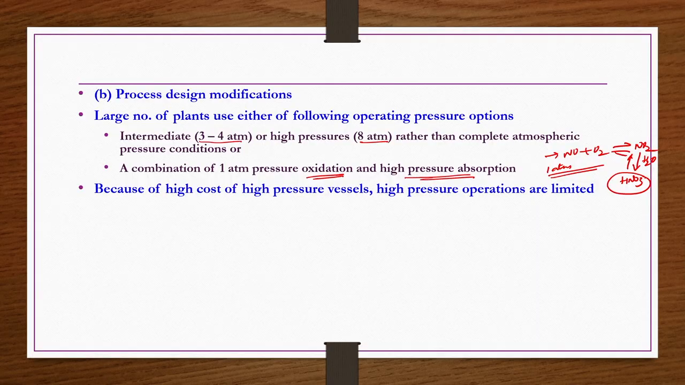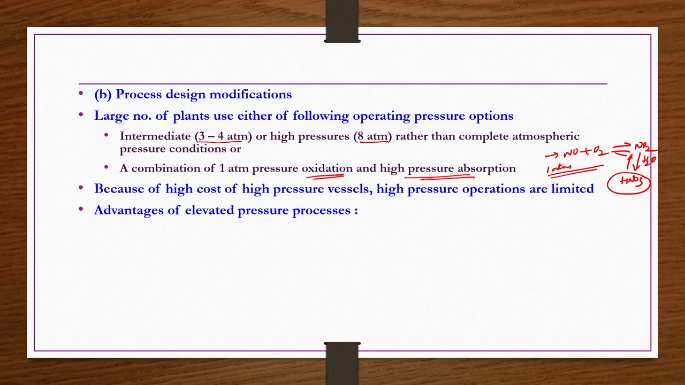So because of the high cost of high pressure vessels, high pressure operations are obviously limited. If you have the option to do a process or operation at low pressures, it is better to go for low pressures because of such cost issues. If you do not have any option, and the reaction or process has to go only at high pressure, then you have to go for expensive high pressure vessels. But if you have the option, then you can go for low pressure vessels if pressure is not a big reason for the success of any operation or process.